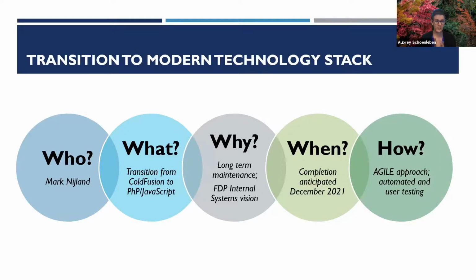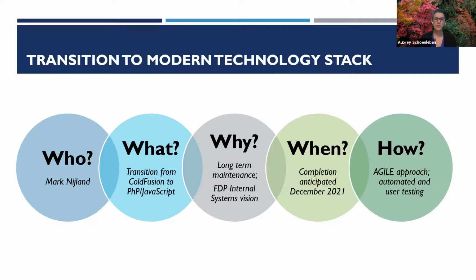So this transition is currently in process, and we anticipate that we'll start our first round of user testing this October, with the ultimate goal of completing this transition and all of our user testing by the end of the year, and then tentatively rolling out to the FDP community in January, which is super exciting.